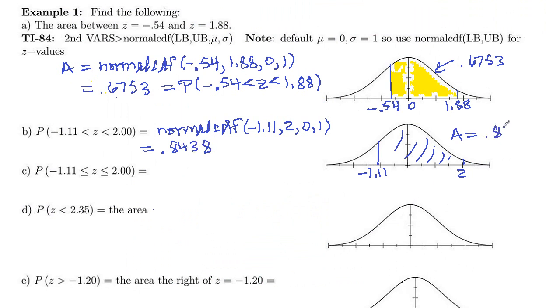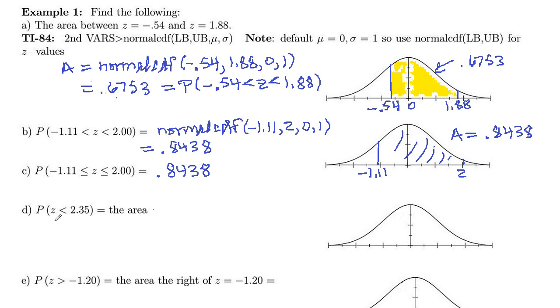So that area is 0.8438. And the area between negative 1.11 and positive 2 with an equal sign instead of strictly less than, that is also 0.8438. So it doesn't matter when you're doing normal CDF if you've got less than or less than or equal, the probability or the area is going to be the same, because the only thing you're adding is the area above negative 1.11 and the area above 2, but those are line segments. Line segments have no area.